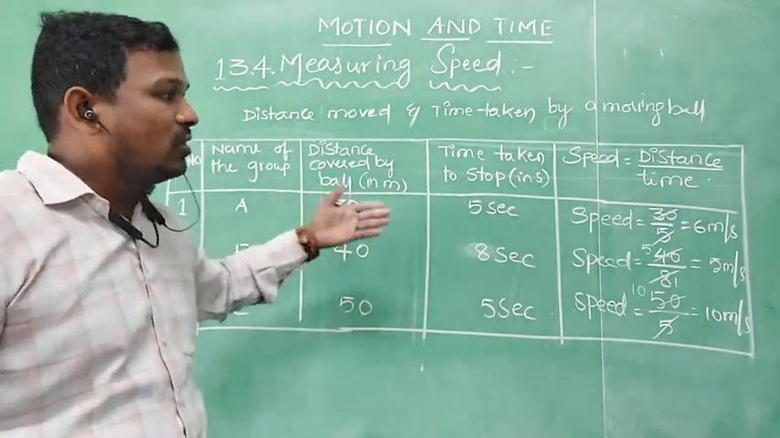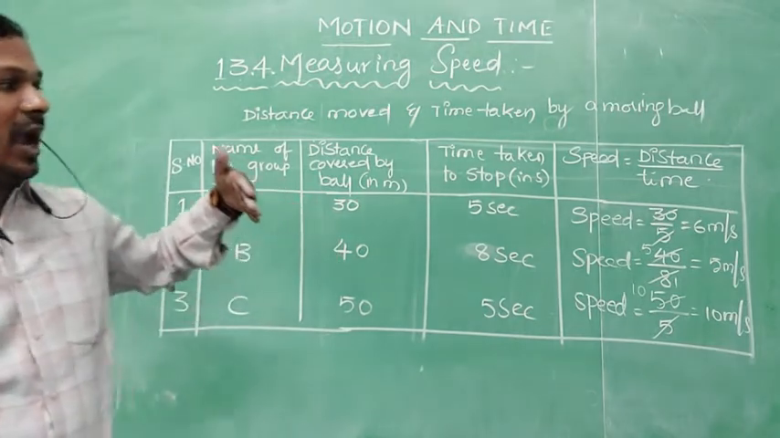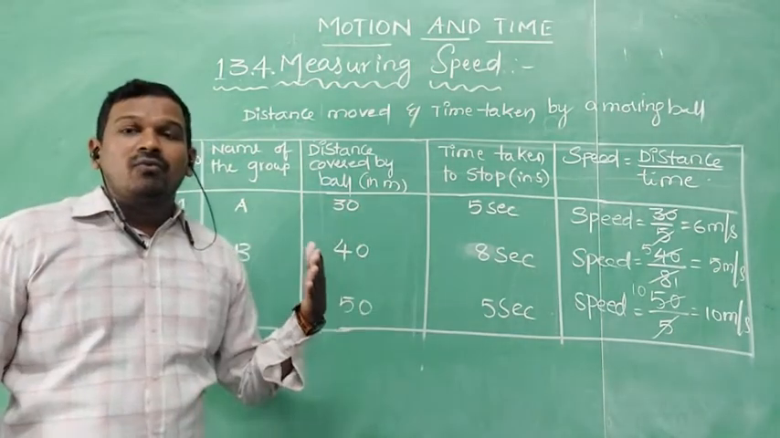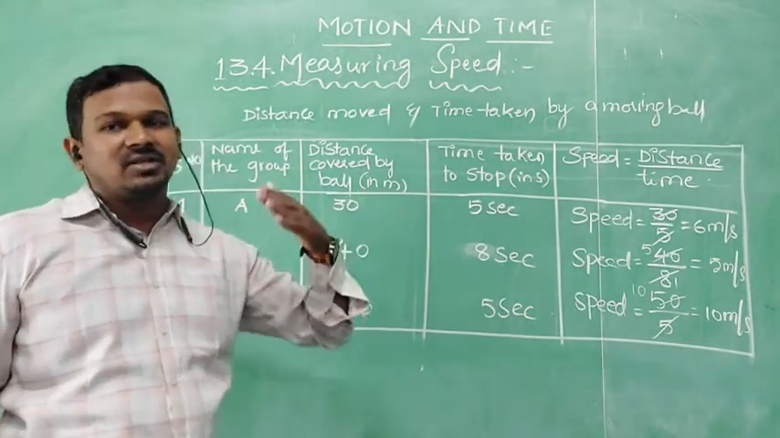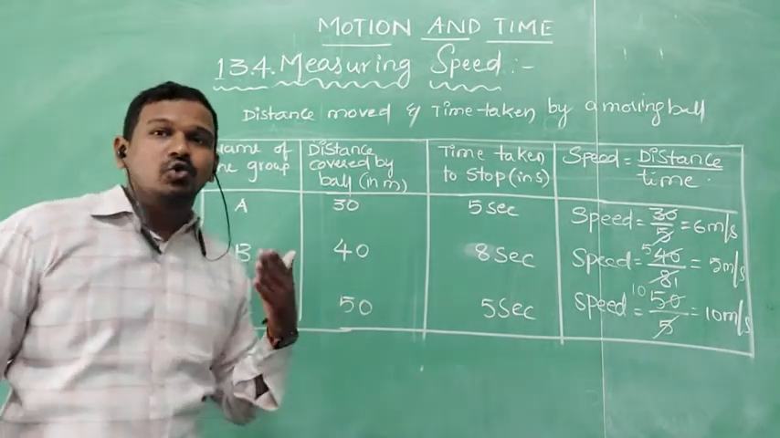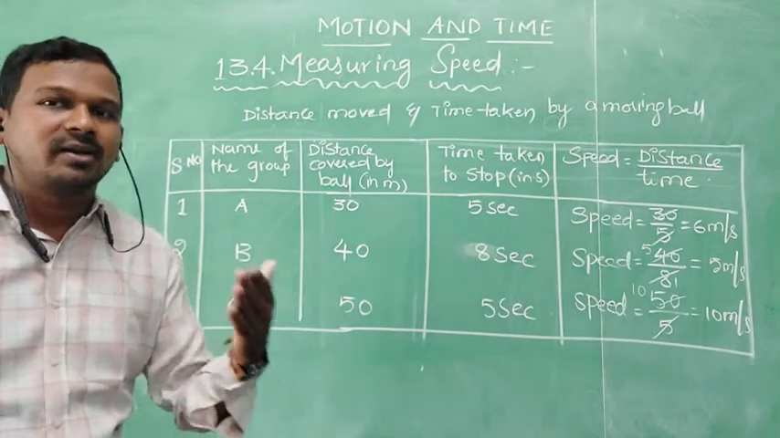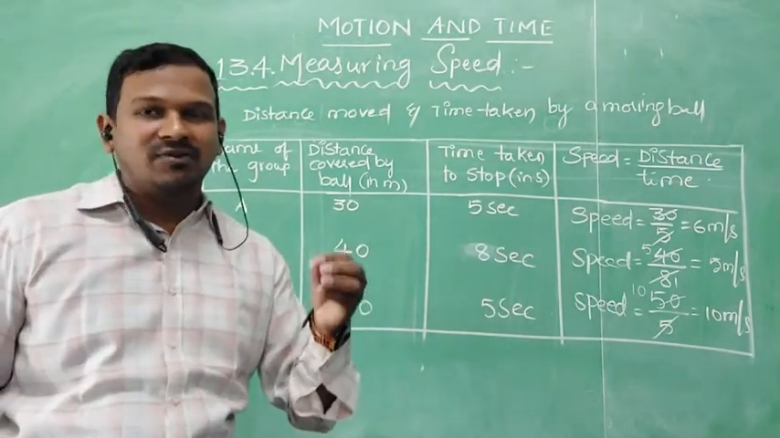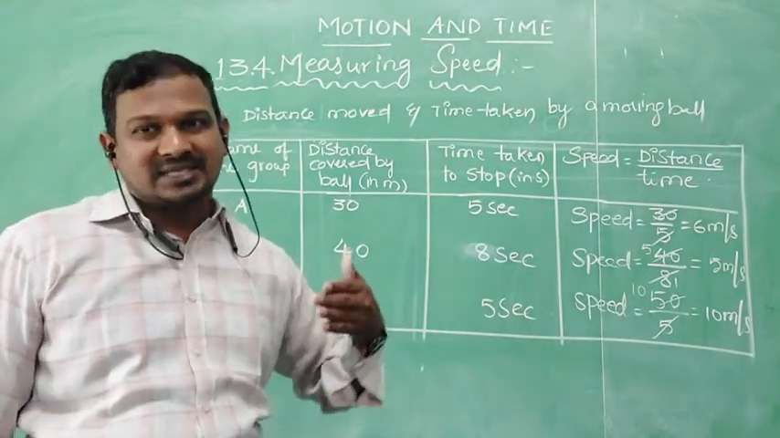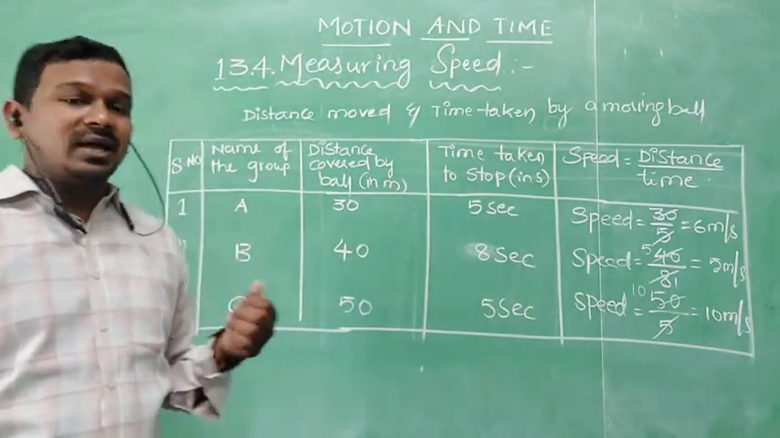So now we are going to discuss different types of animals. What are the speeds of the animals? Meaning, usually with what speeds the animals will run or walk. That we are going to discuss next. Okay.